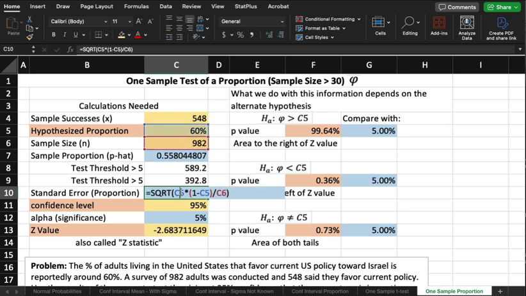In cell C10, I'm calculating my standard error of proportion. That's equals SQRT parenthesis C5 times parenthesis 1 minus C5, close parenthesis, slash C6, and another close parenthesis. Again, that's equals SQRT parenthesis C5 times another parenthesis 1 minus C5, close parenthesis, slash C6, close parenthesis.